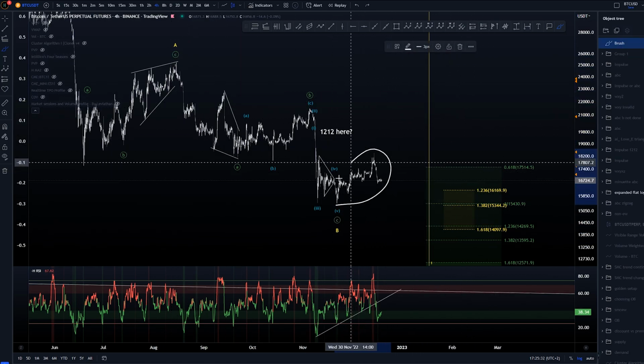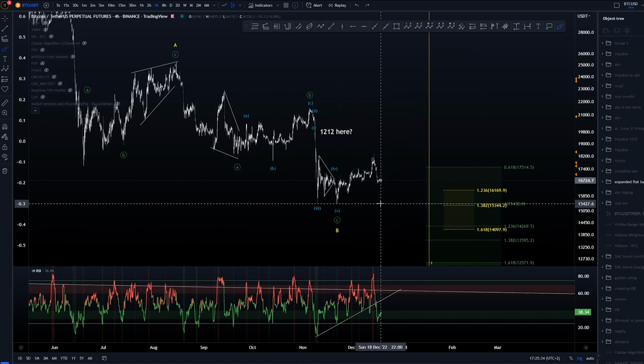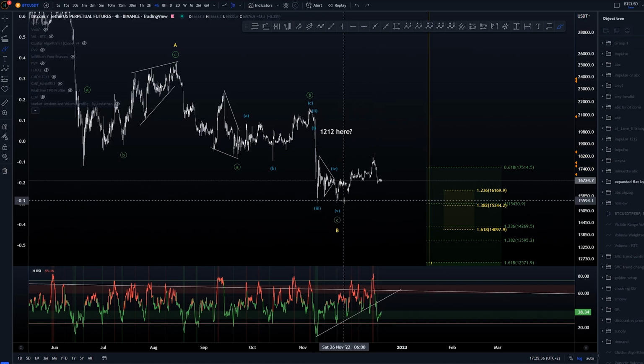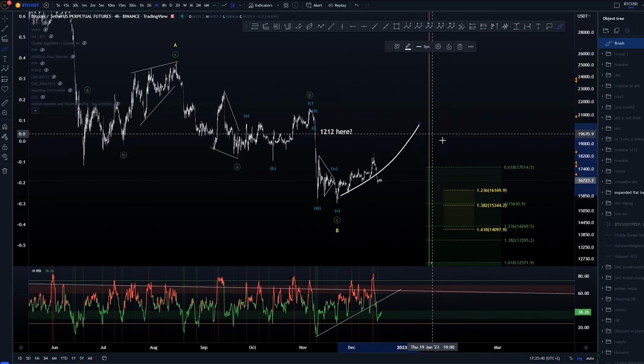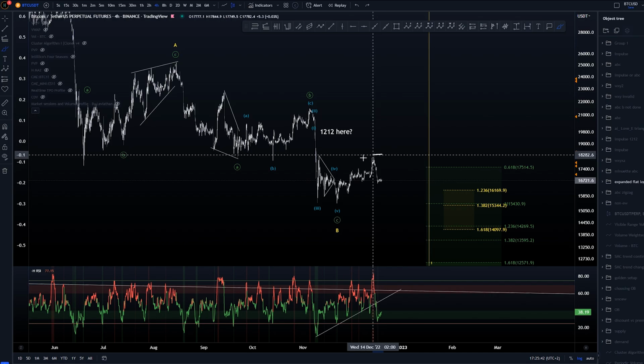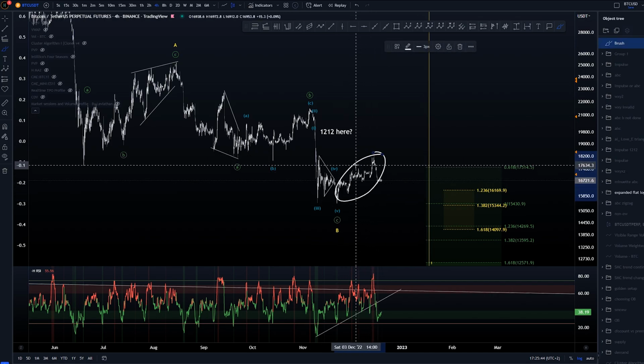At the moment, this start does look a bit corrective, but that does not mean we can't dream of that C wave. We can still create a leading diagonal in here with the structures that we are talking about later on in this structure here.